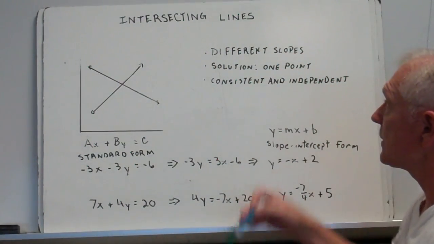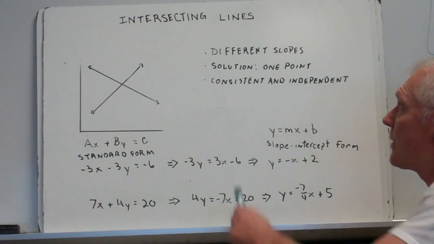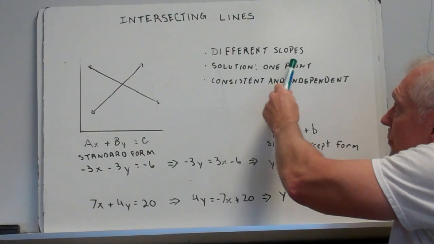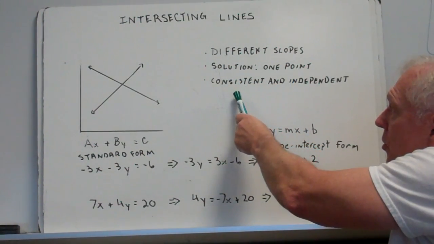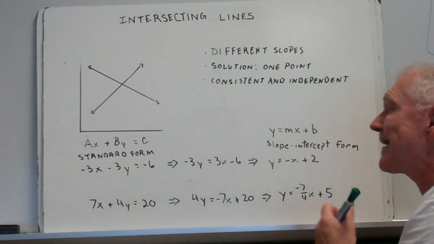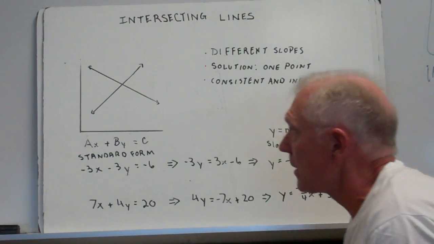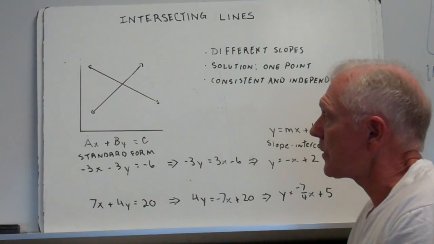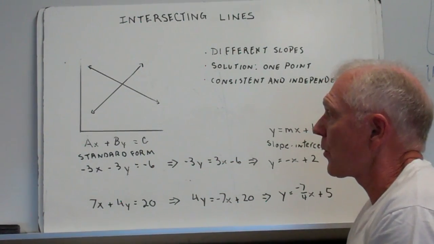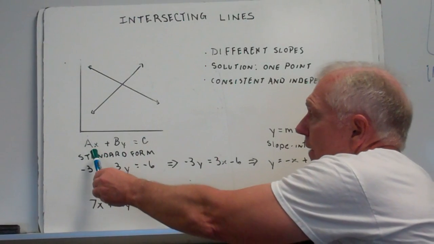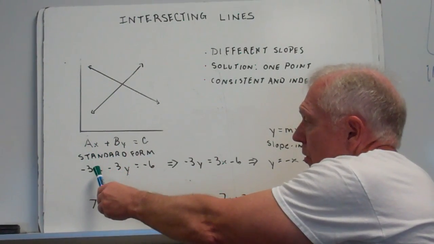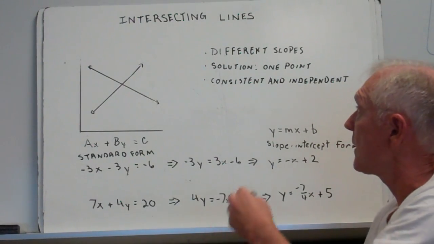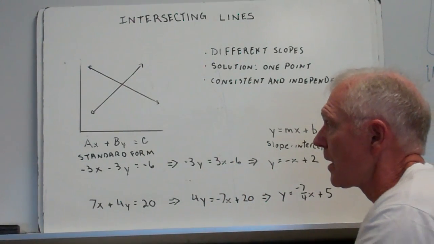First, intersecting lines. Intersecting lines have different slopes. They have a solution, which is just one point, and they are called consistent and independent. So here we have an example of intersecting lines. They intersect at one point. Now we're going to show you, by having an equation that's in standard form and transforming it into slope-intercept form, what we mean by different slopes.